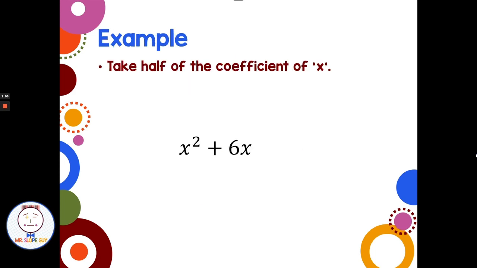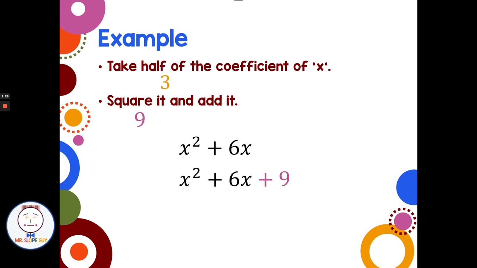So let's look at what that would look like. If I have x squared plus 6x, we're going to take half of the coefficient of x. The coefficient of x is 6, so half of 6 is 3. Then we square that. 3 squared is 9, and we add it to our expression. So we're going to add 9. Then I have x squared plus 6x plus 9.